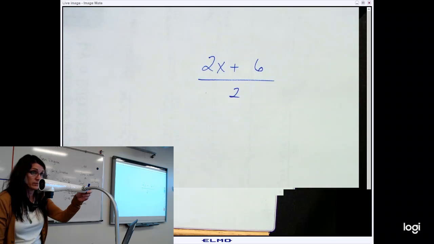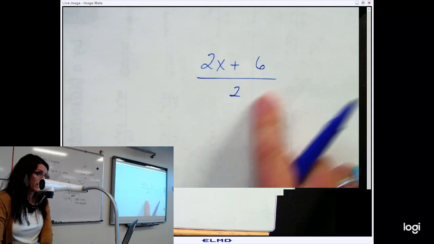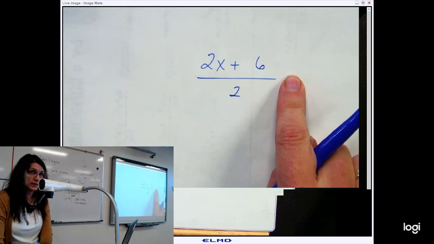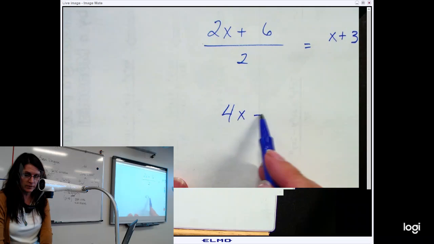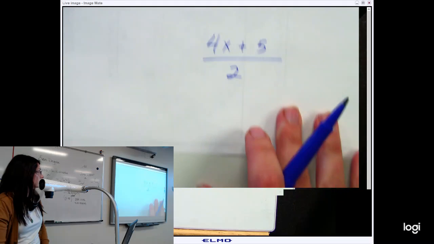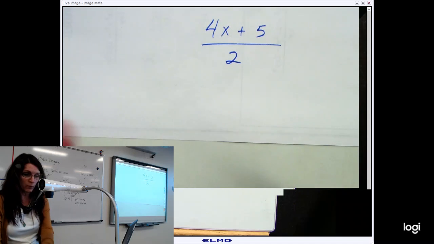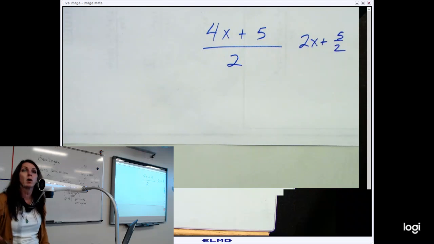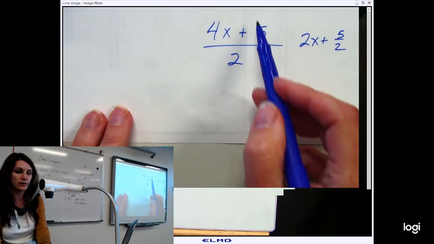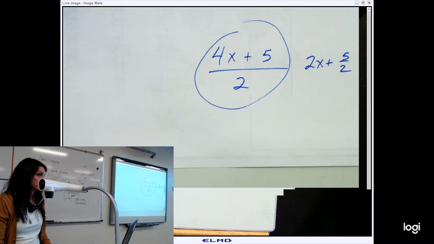One thing that I need you to remember, and you don't have to write this down, but we've seen problems like this in the past. We have to remember that the 2 divides into both things in the numerator, so this would be an x plus 3. What about this one? Can I reduce it? I'd have to break it apart, or if you wanted it as one fraction, the 2 has to be able to divide into both of them. All right, let's come back over here.